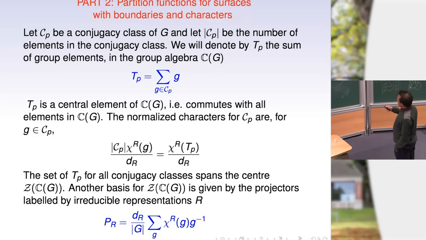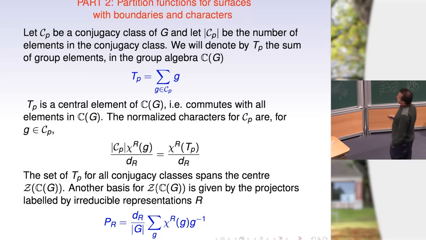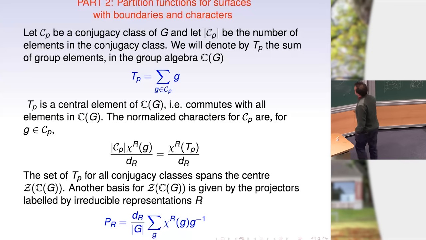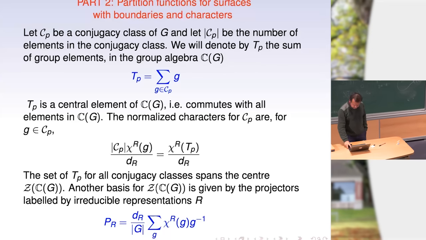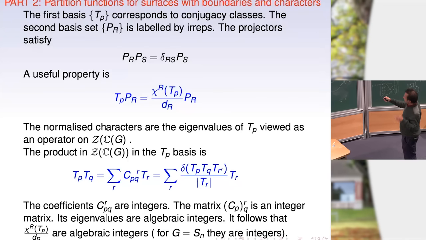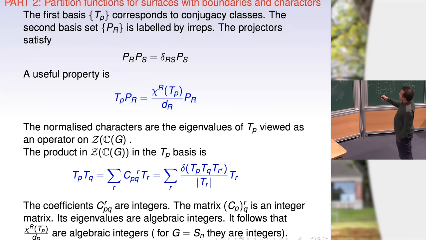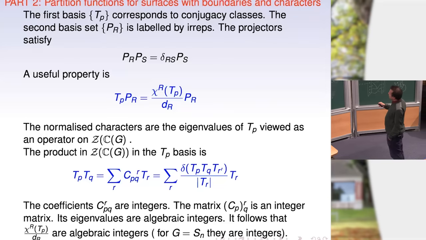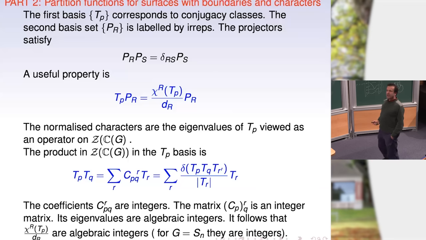So this set of elements, one for every conjugacy class, forms a basis for the center. And there is another basis for the center given by projectors, labeled by irreducible representations, where you sum over all group elements weighted by characters. So these are two interesting bases. And these projectors are orthogonal projectors. They satisfy the usual orthogonal projector equation. And what is also useful is that if you take this conjugacy class central element and multiply it by the projector, you get back the projector with precisely this normalized character, the one I defined.